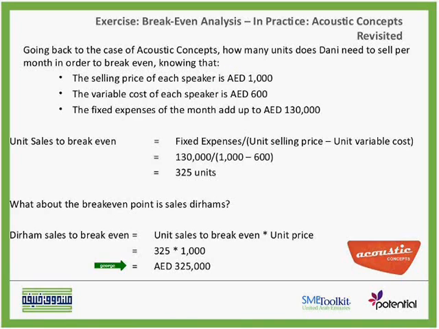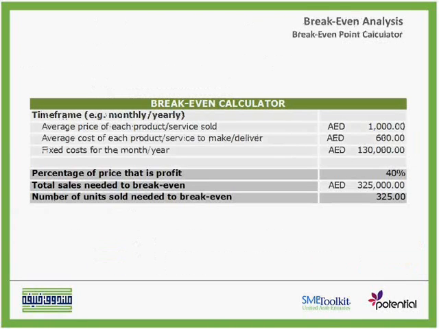On a simple sheet, you can look at it in the time frame, which can be monthly or yearly for that matter. The average price of each product or service sold is 1,000 dirham. The average cost, or it can be a service that you need to deliver or to produce, is 600 dirham. The fixed costs for the month for Danny's operation is 130,000. We have the total sales needed being 325 units and 325,000 dirham.